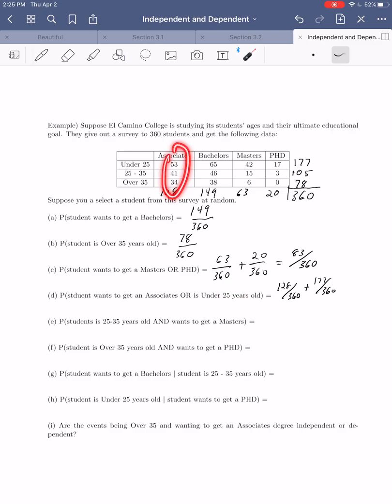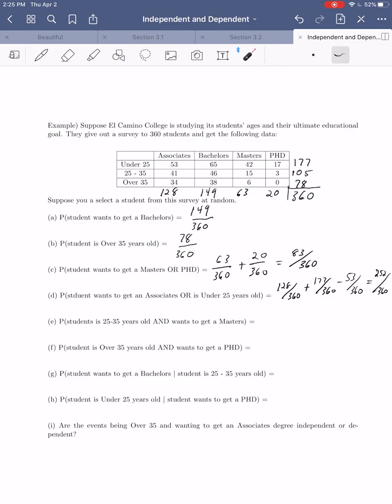Well, associate's was this way, under 25 was this way. That means the overlap was at 53. So we need to subtract 53 out of 360. Putting all that together, 128 plus 177 minus 53, looks like we should get 252 out of 360.